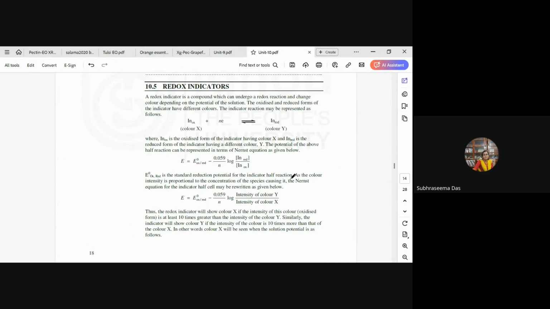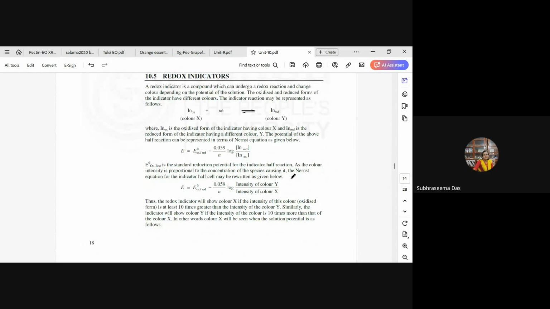Now coming to redox indicators. A redox indicator is a compound which can undergo a redox change, and the color changes depending upon the potential of the solution. That is, the oxidized and the reduced forms of the indicator have different colors. So this is the general equation, the indicator reaction, that is represented.